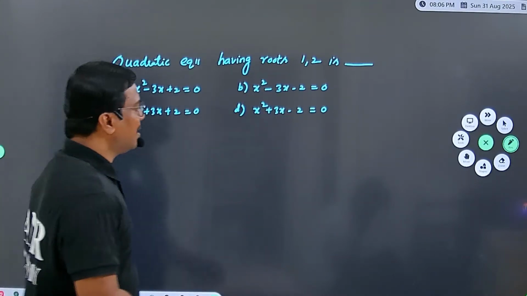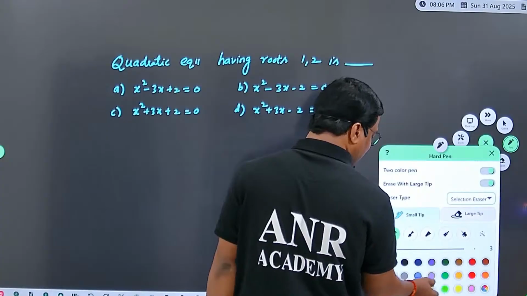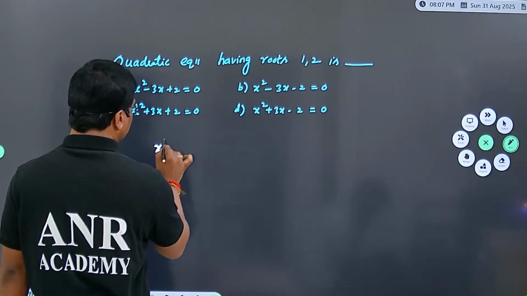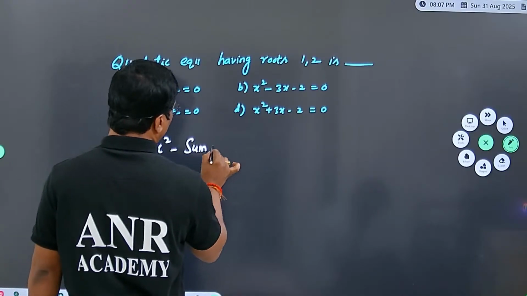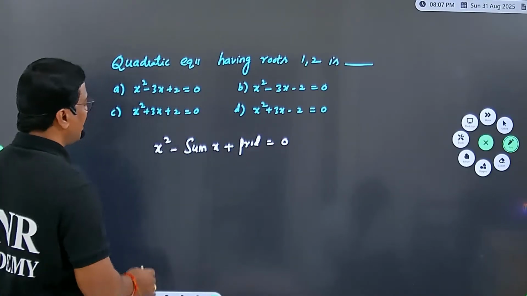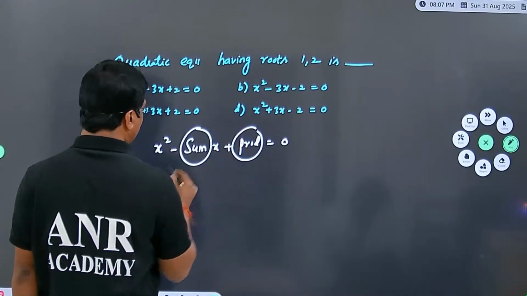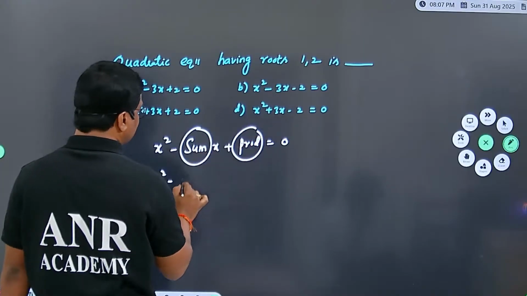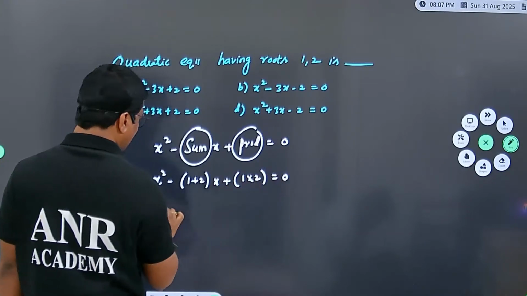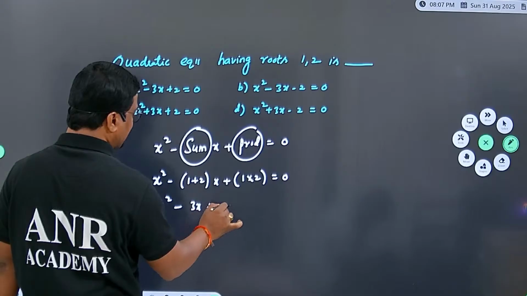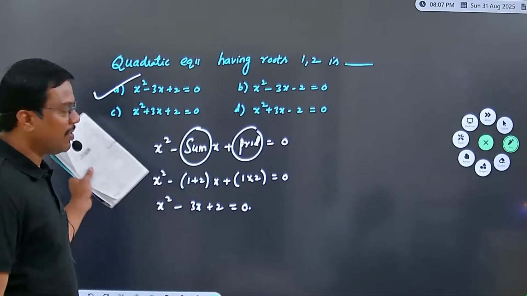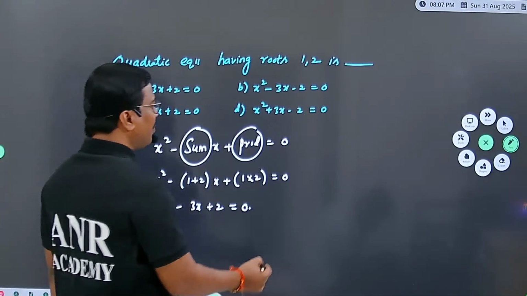We know that if alpha beta are the roots of the equation, then the equation can be written as x square minus sum of roots into x plus product of roots equal to 0. Here sum of roots is 1 plus 2, product of roots is 1 into 2. That is x square minus 3x plus 2 equal to 0. Here the first option is the right answer.